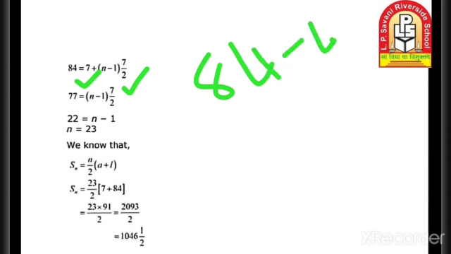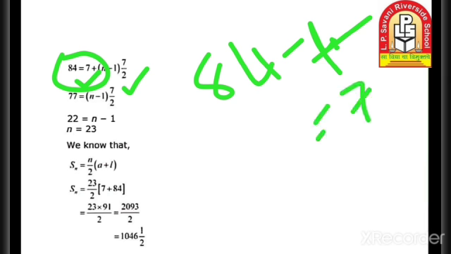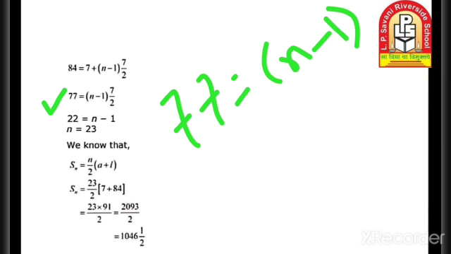We can't put the value of n, because after solving this step we get the value of n. So put a equal to 7 and d equal to 7 by 2. So 84 minus 7 is equal to 77. So I just put 77 over here. So 77 is equal to (n minus 1) into 7 by 2.